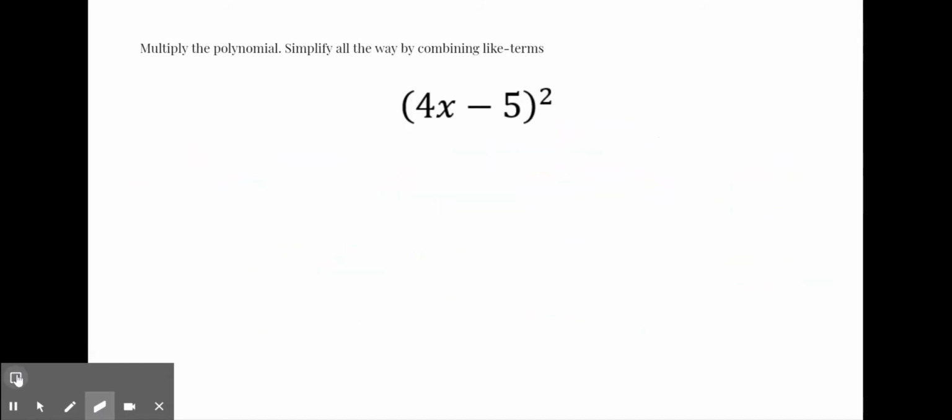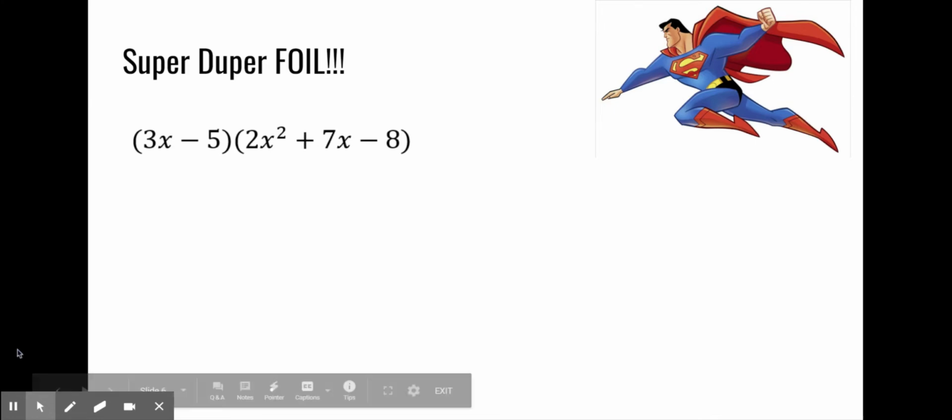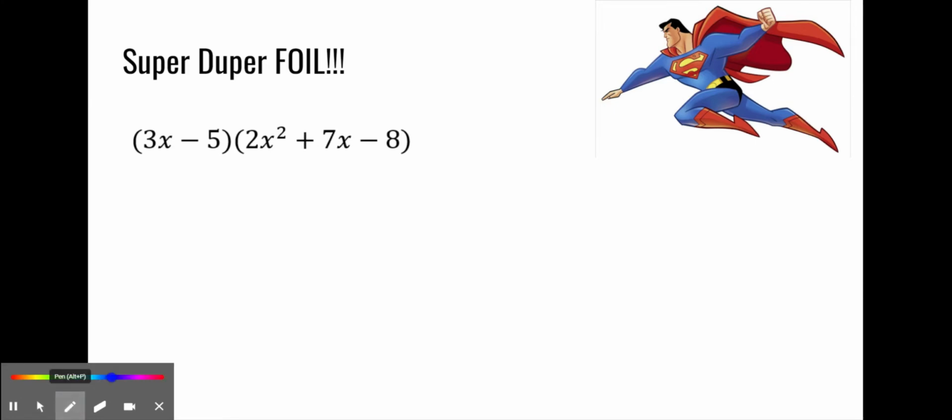This FOIL method could even be applied really to larger parentheses. So I call this a super duper FOIL. The reason why is instead of just 2 numbers in each of the parentheses, that second one right here has 3 terms in it. It's a longer problem. It's super duper.